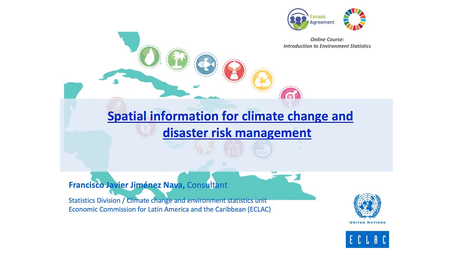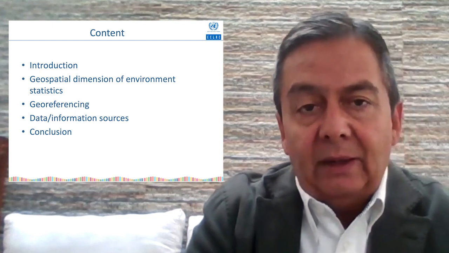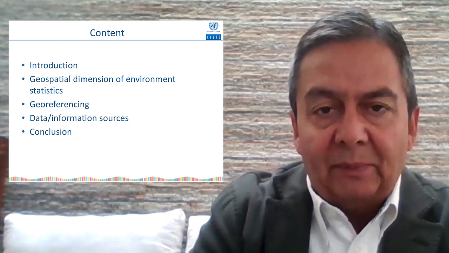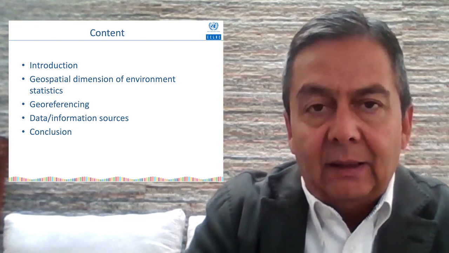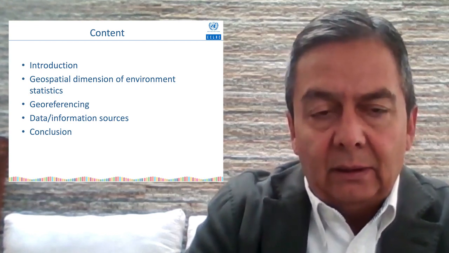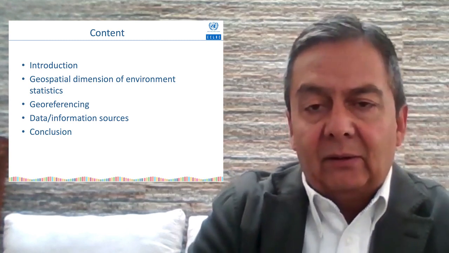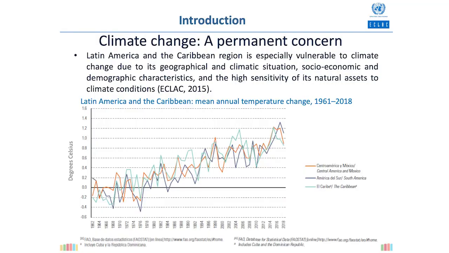This is the item of special information for climate change and disaster risks management. We can go through this item through these steps. We will see an introduction, then some topics about geospatial dimension of environmental statistics. Next, the georeference data and data and information sources. And finally, a conclusion.